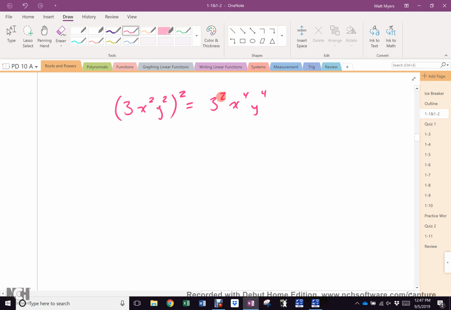Caden, lend me 3 squared. What would I say? 9. So we would finish this off to 9x to the 4th, y to the 4th. Everyone agree? Easy peasy. All right. What would happen if I added this to the equation?